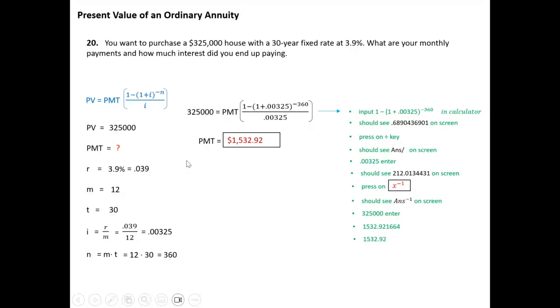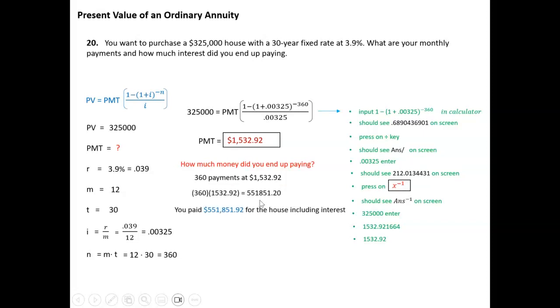Now, how much money did you end up paying for the house? This is the answer for the first part, but how much interest did you end up paying? So we multiply the number of payments, which is 360, by the payment. So 360 times $1,532.92 gives us $551,851.20. This is what you end up paying for the house in 30 years.